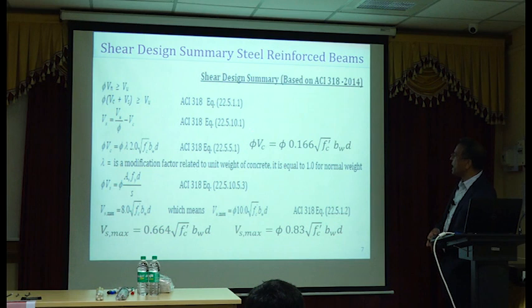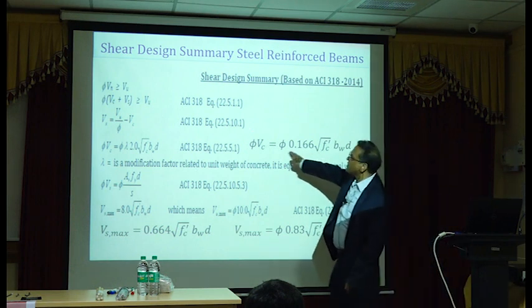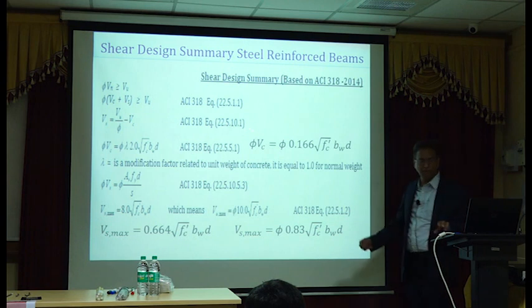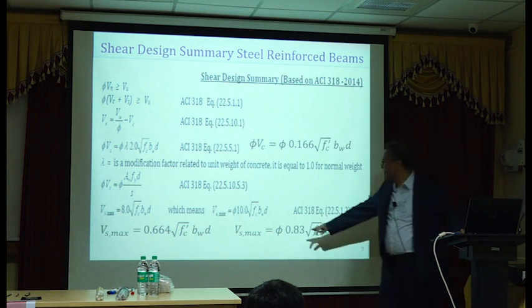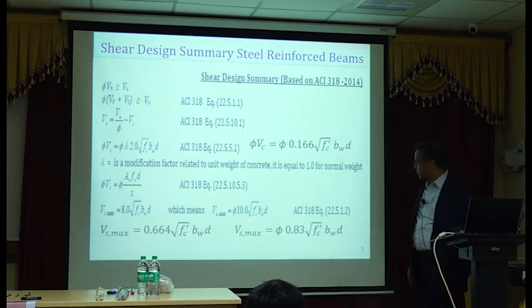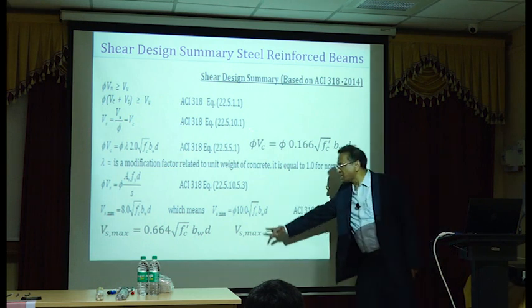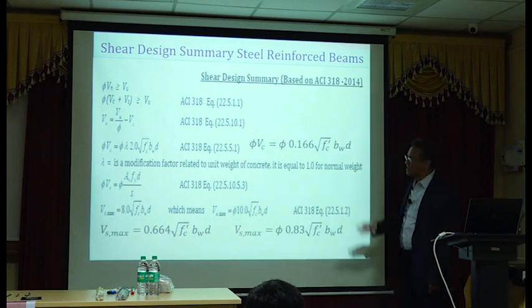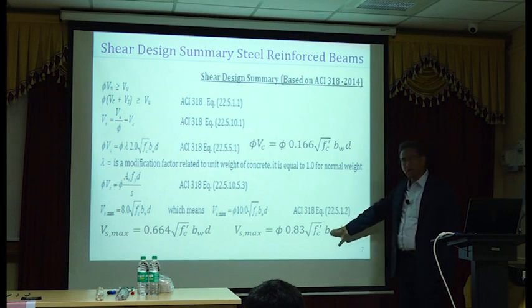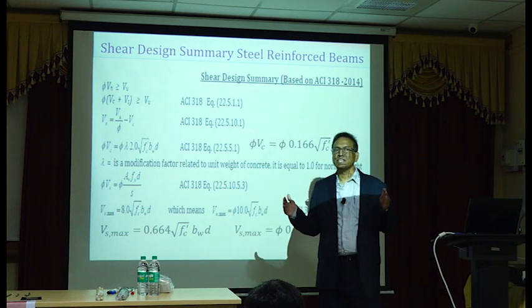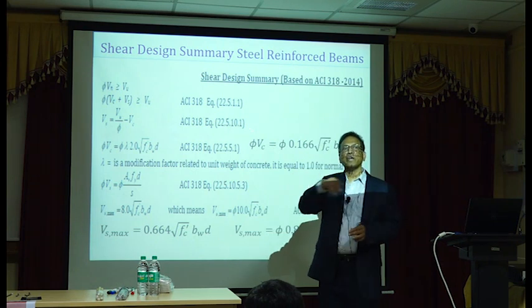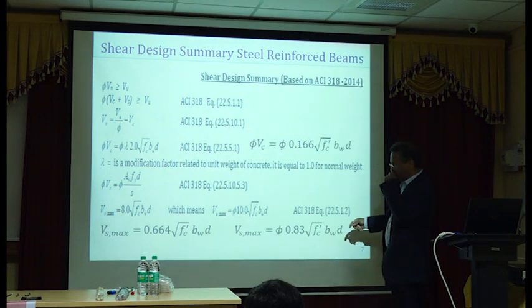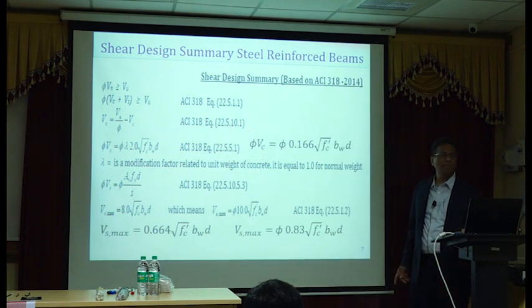So in summary, I have everything in SI units listed here for you to just get a feel for numbers if you are interested. You don't have to know all this, but it's good to know. So Vs max is phi times 0.83 square root of F prime C b w d. That's the absolute maximum you can allow in your section. If this doesn't work, all that you do is change the dimensions. You have to increase the dimensions, either increase the depth, increase the width, or increase both. Okay, so that's our maximum limit.